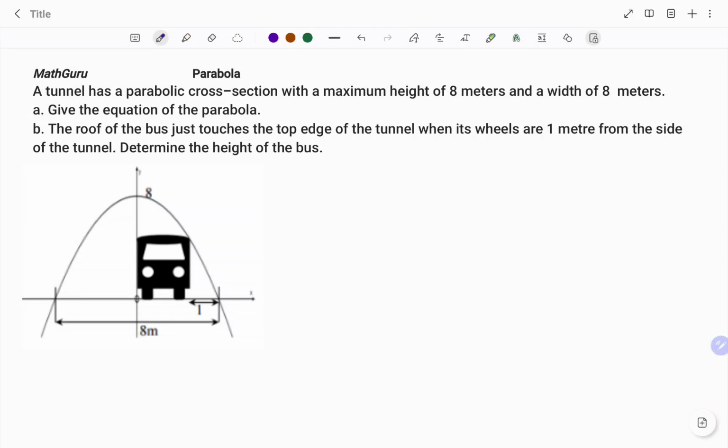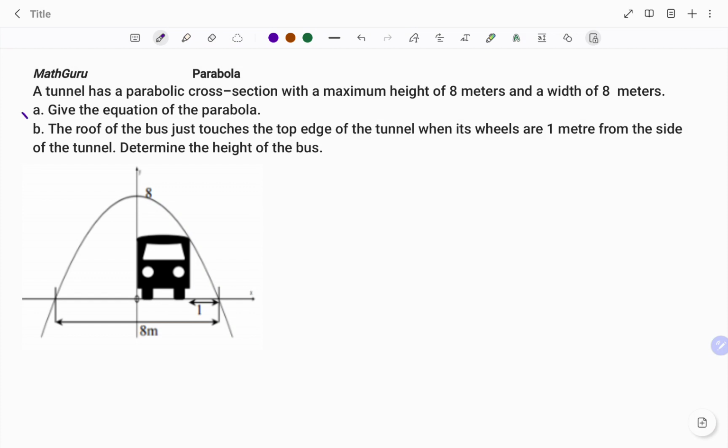In this video, I'm going to show you how to solve the following questions and functions. We have a tunnel that has a parabolic cross-section with a maximum height of 8 meters and a width of 8 meters. We are to A, give the equation of the parabola, and B, if the roof of the bus just touches the top edge of the tunnel when its wheels are 1 meter from the side of the tunnel, determine the height of the bus.